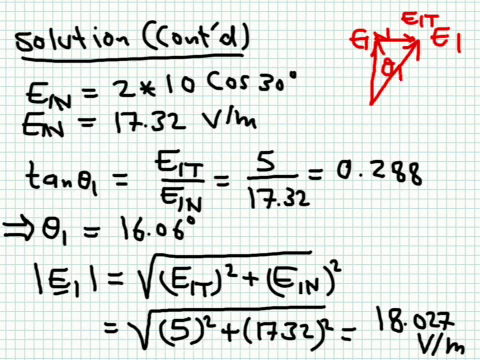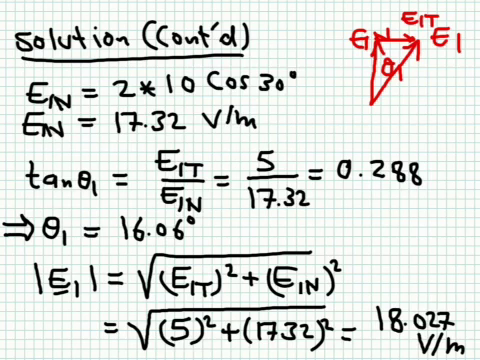Then we can simply say that tangent of theta 1 is equal to E1 tangential over E1 normal. We calculated this one to be 5 volt per meter, and the other to be 17.32 volt per meter. When you divide them, you get 0.288. And when you take the inverse tangent of this, you get 16.06 degrees.